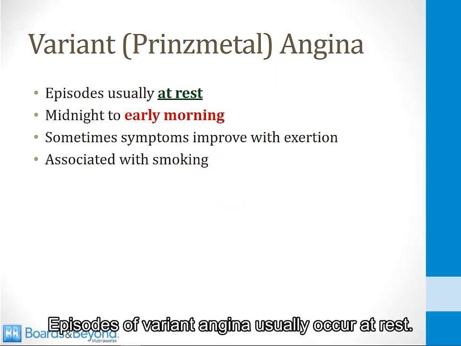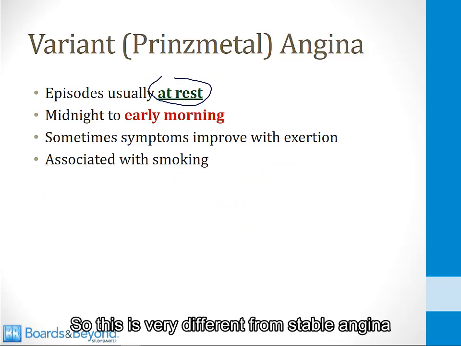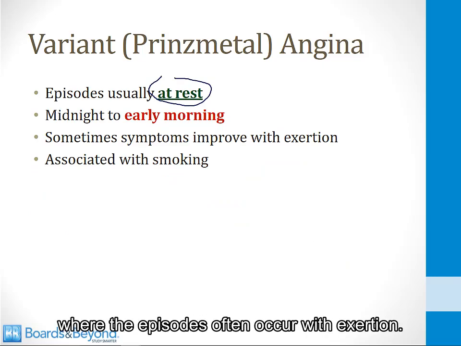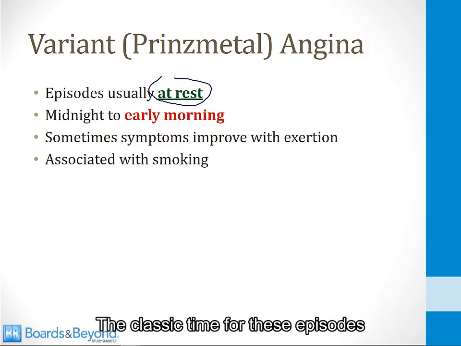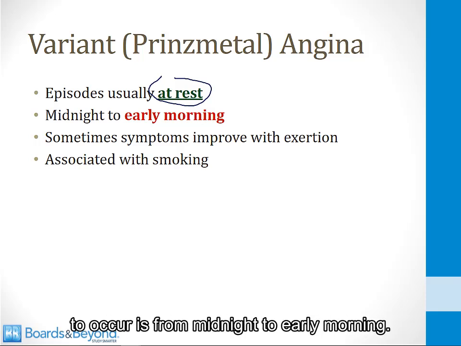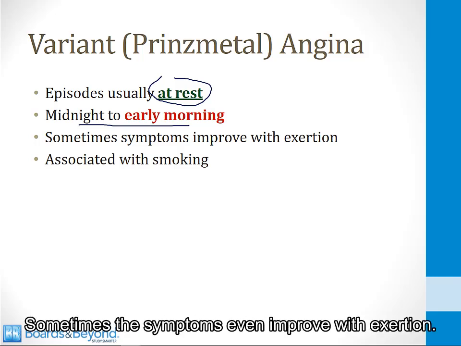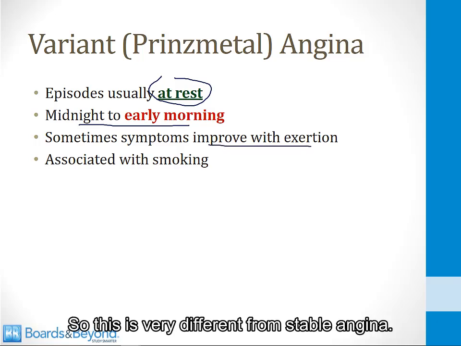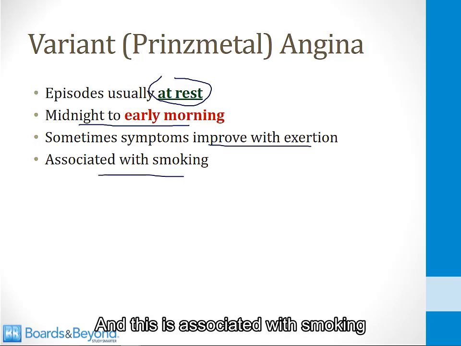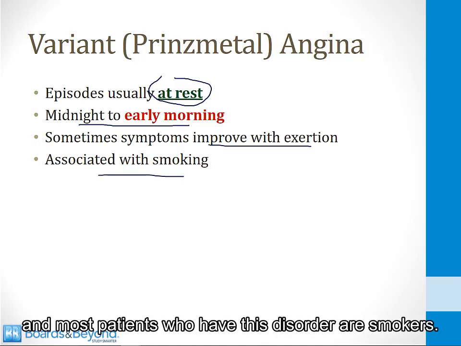Episodes of variant angina usually occur at rest, so this is very different from stable angina, where the episodes often occur with exertion. The classic time for these episodes to occur is from midnight to early morning. The reason for this is not well understood. Sometimes the symptoms even improve with exertion, so this is very different from stable angina. And this is associated with smoking, and most patients who have this disorder are smokers.